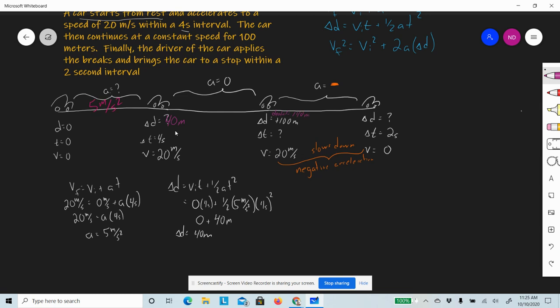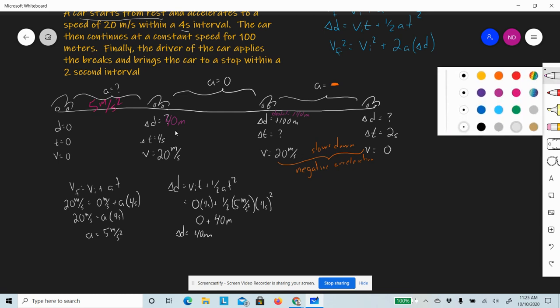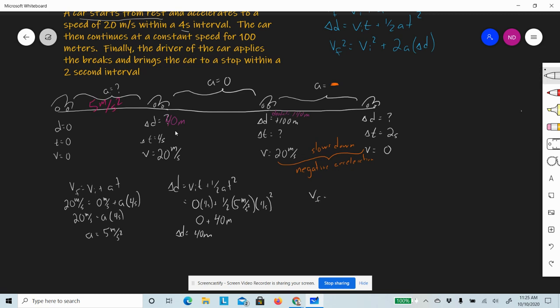All right. We know it's not accelerating here. What do we got going on here? So we've got d, t, v. We need an equation with time. VF equals VI plus AT. Well, this is not going to be the right equation to use here.